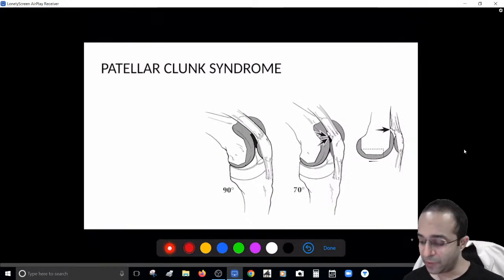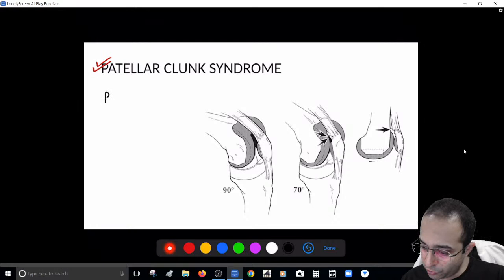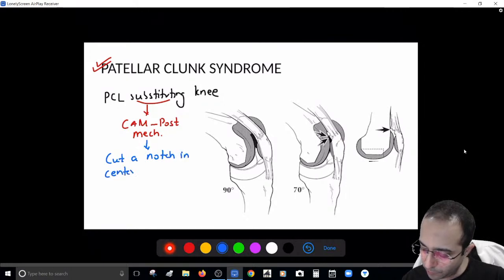In case you wish to answer that very popular question that troubled so many people in the AIIMS paper a couple of years back, that was on patellar clunk syndrome. So what is patellar clunk syndrome? I'll tell you. Now suppose you are doing a PCL substituting knee. So to substitute the PCL, you have to put in the cam-post mechanism. And to put in the cam-post mechanism, you have to cut a notch in the center of the femur. Like you can see, there's a notch cut in the center of the femur here.